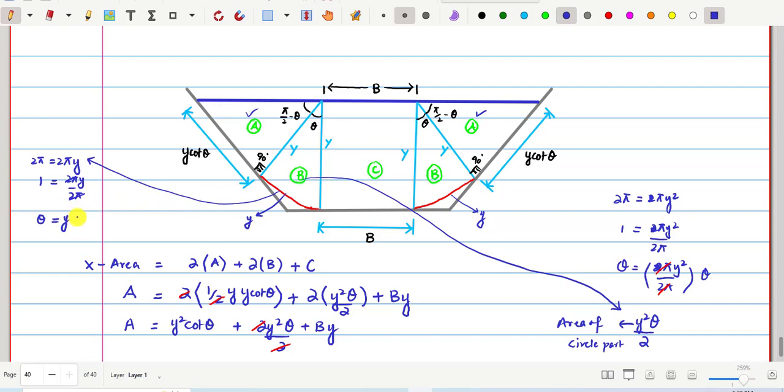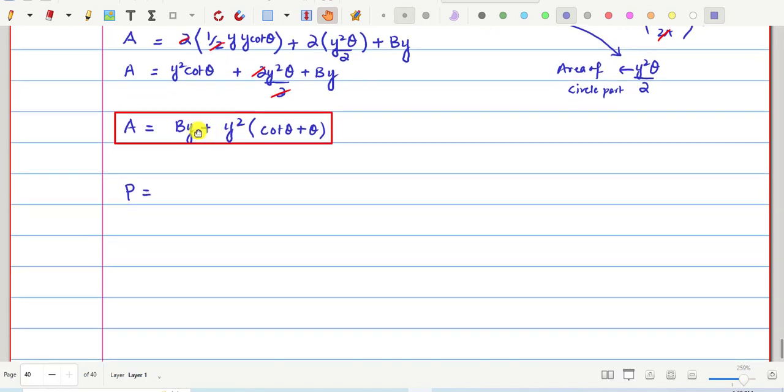y, and this is phi, right? So we need it for 1 phi, so we will multiply it with phi. So this distance will be y phi, and this is also y phi. Got it. Let's add them all: y cot theta plus y phi plus b plus y phi plus y cot theta. This will be our weighted parameter for trapezoidal section.